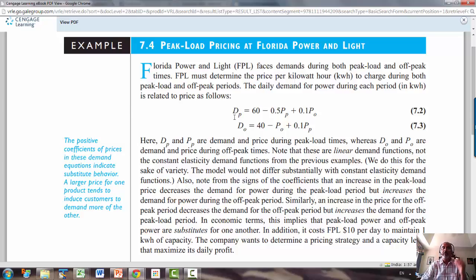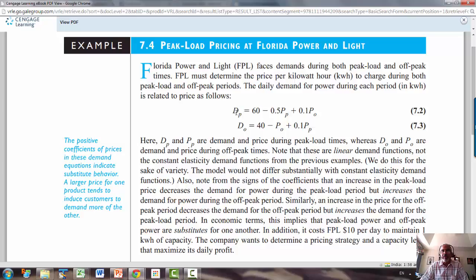So D sub P would be peak period demand for power, and D sub O will be off-peak period demand. And similarly, P sub P and P sub O are the two prices that we have to set. P sub P is peak period price, P sub O is off-peak period price per unit, per kilowatt hour of power. And so here we have the two functions, and you see that the demand has a negative coefficient for price of the same time frame.